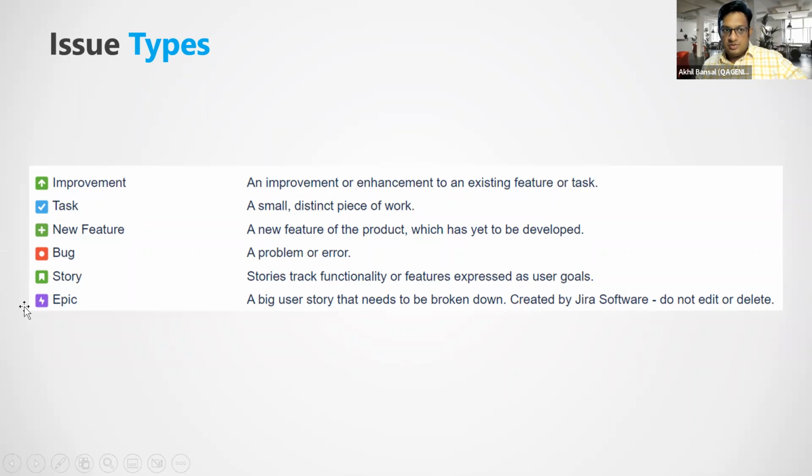Right. So these are some issue types that you would be encountering when you are going to use a defect tracking tool. As a QA, the two major issue types that you would be encountering or using would be, one is the bug. 90% of times, whatever you are going to log, you are going to log as a bug. And then 10% of times you can also go in and log an improvement.